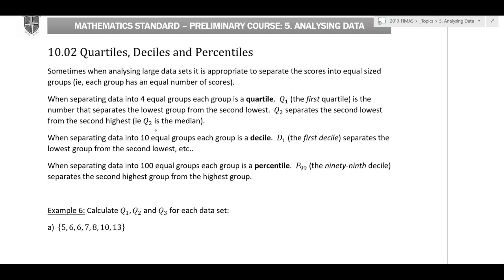Separate in 10 groups, it's deciles. D1 separates the lowest from the second lowest. D9 separates the highest from the second highest. There's no D10. Percentiles, again, follows the same pattern.